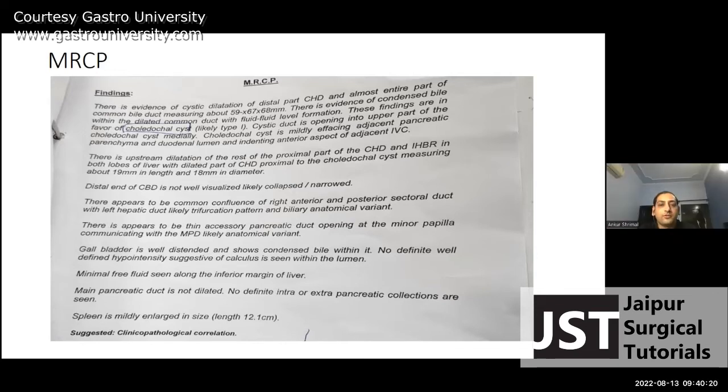Sir, common confluence of right anterior and posterior duct with hepatic duct, trifurcation pattern. Is that of importance to us? No, sir, because we will not go up to that point. Intrahepatic biliary anatomy is important when you are doing liver resection. Extrahepatic biliary tree is important when you are doing cholecystectomy or choledochal cyst excision or pancreaticoduodenectomy.